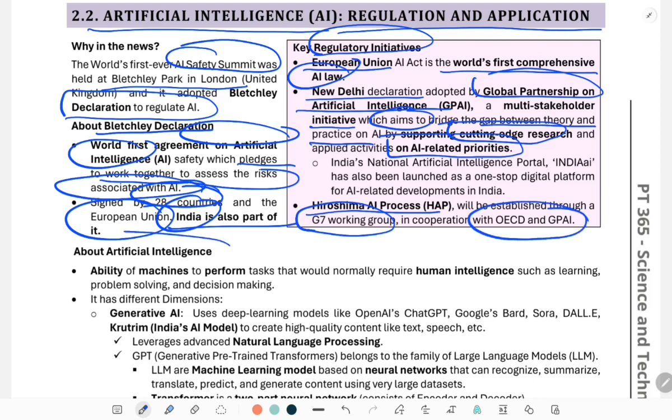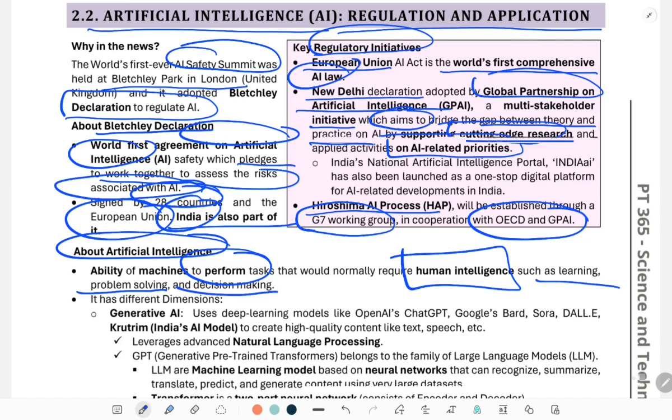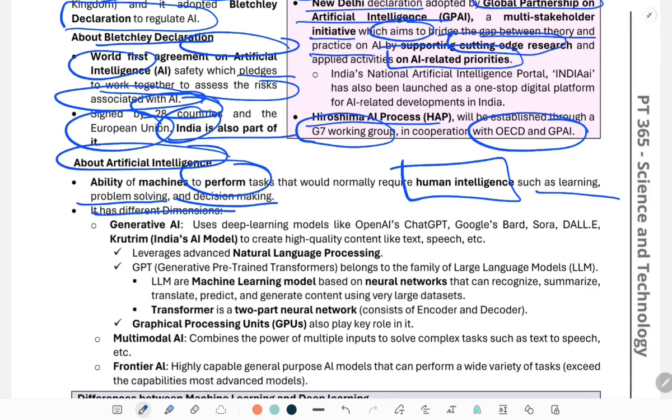Next, we'll see about artificial intelligence. It is the ability of machines to perform tasks that would normally require human intelligence, such as learning, problem solving, and decision making. It has different dimensions, such as, first one, generative AI. It uses deep learning models like OpenAI's ChatGPT, Google Bard, Sora, Krutrim, India's AI model, to create high quality content like text and speech.